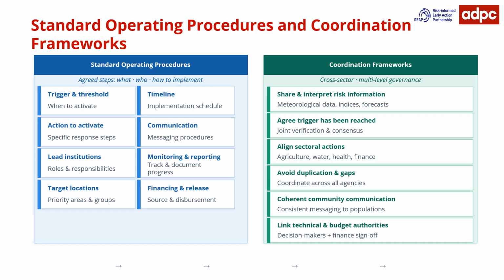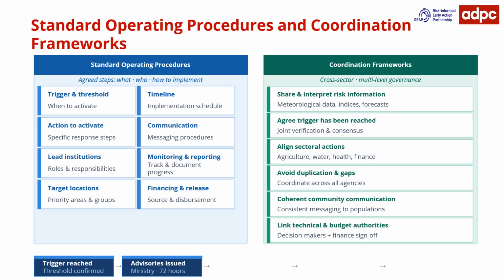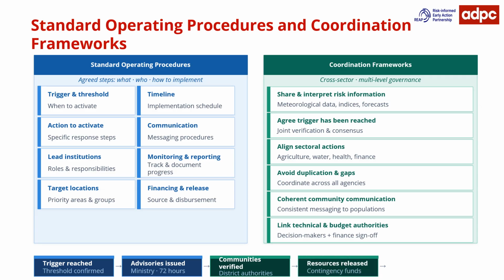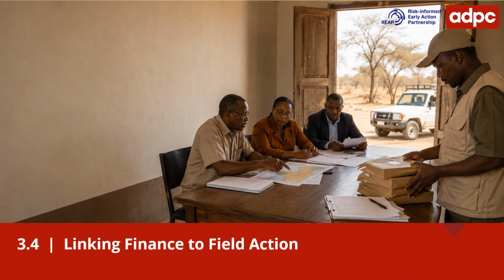Here's an example workflow. Once a trigger is activated, the trigger is reached and the threshold confirmed, advisories are issued by the ministry within 72 hours, communities are verified by district authorities, resources are released from contingency funds, and inputs are distributed by extension teams within 1 week. We now move to Section 3.4, Linking Finance to Field Action.